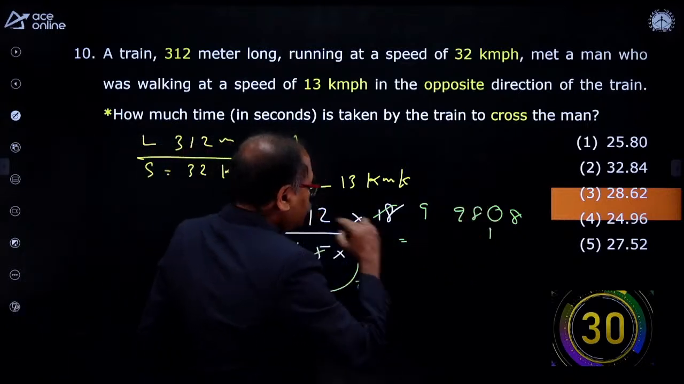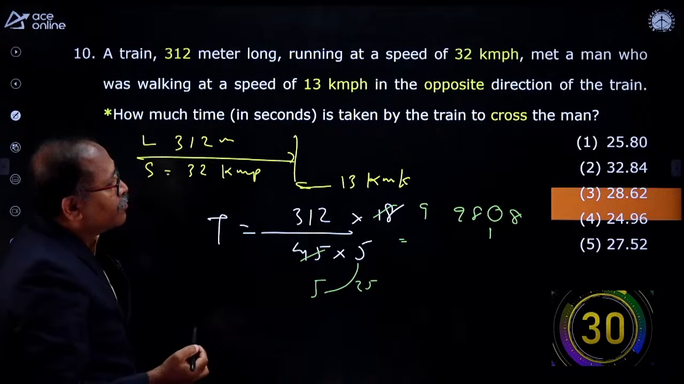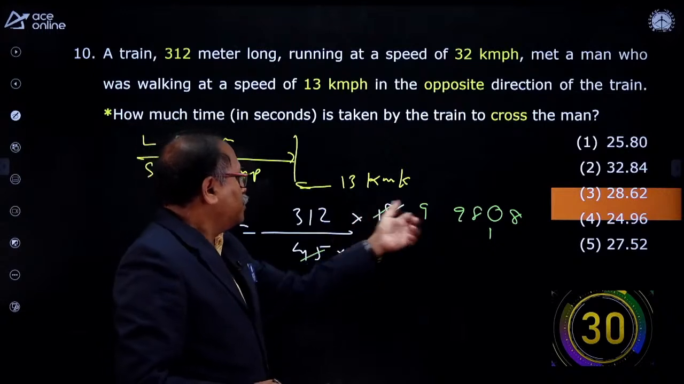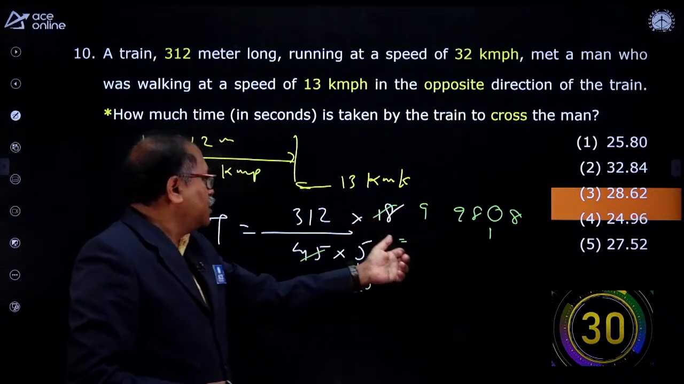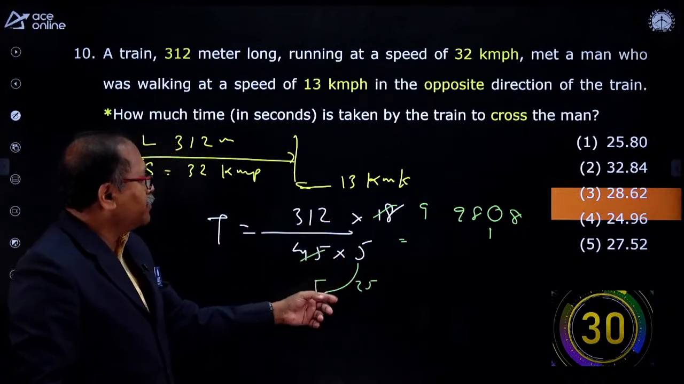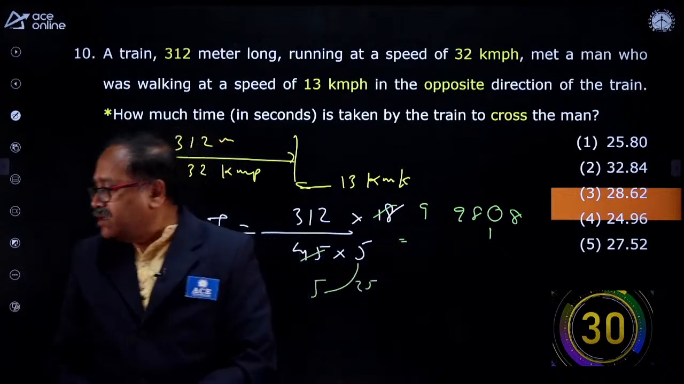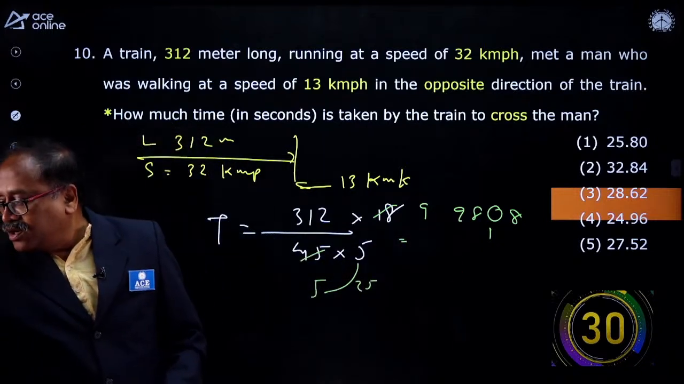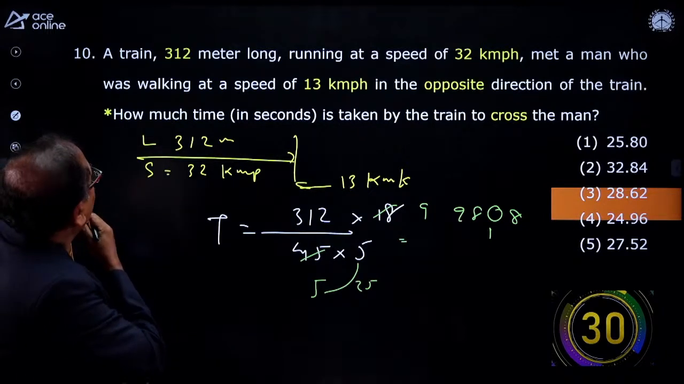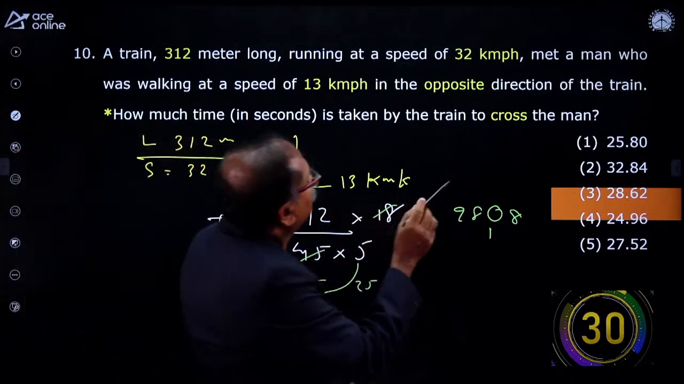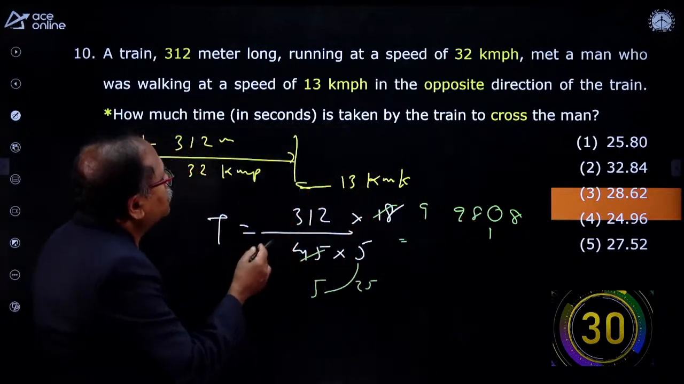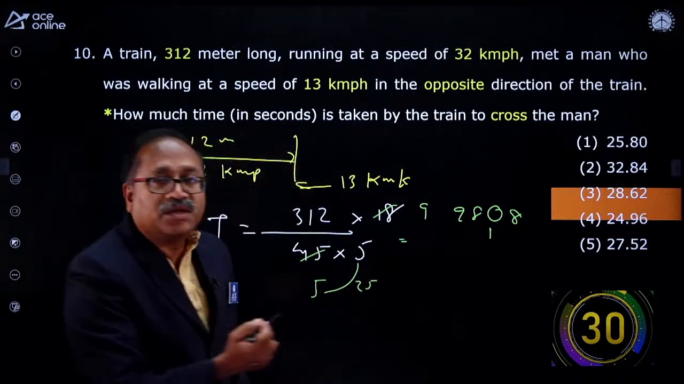Here 1 time 25. Okay, that's 9 2s are 18, carry 1, 9 1 is 9 and 1 is 10, carry 1, and 9 3s are 27 and 28. With 9 this is 5 times, and 5 5s are 25. So 1 time, what is the answer you are getting? 312 into 2. Why? A train of 312 meters met a man who was walking at a speed in the opposite direction of the train. How much time in seconds will it take to cross the train?